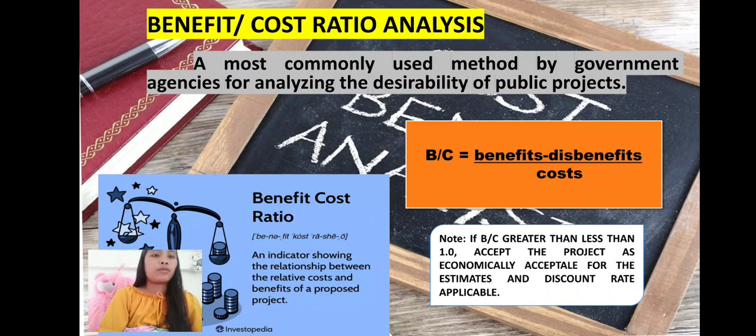The formula for solving BC is equals to benefits minus disbenefits divided by cost. So note, if BC is greater than or equal to 1.0, accept the project as economically acceptable, for the estimates and discount rate applicable.